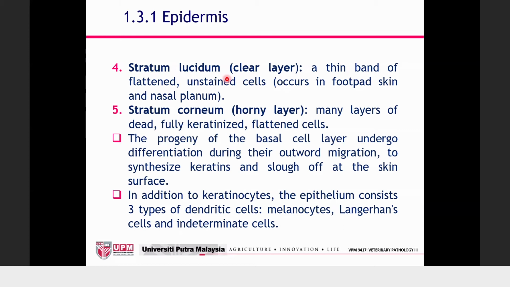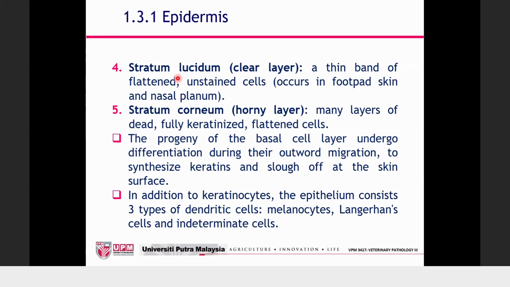Okay, stratum lucidum is a very special layer. Usually it is clear colored. It will not take up the H&E stain, so it appears very clear. This layer is only present in thick skin, particularly at the foot pad or nasal planum. Okay, so these are made out of a thin band of flattened unstained cells. So again, please remember stratum lucidum is a special layer that only occurs in thick skin, particularly in areas like the foot pad or the nasal planum.